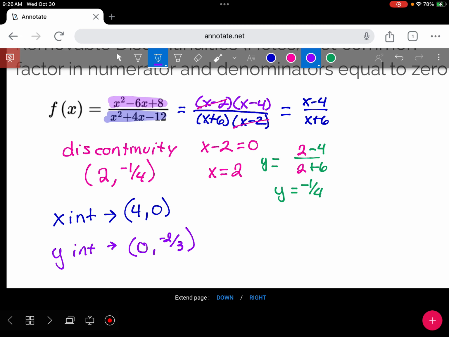We could also find out our domain. It's every place except for where? Negative 6 and 2. We still have that discontinuity that affects our domain. So it still affects our domain. It's just that we're not going to have them as an intercept.